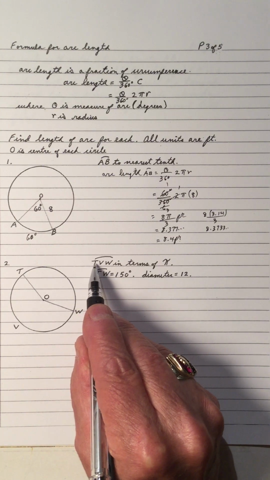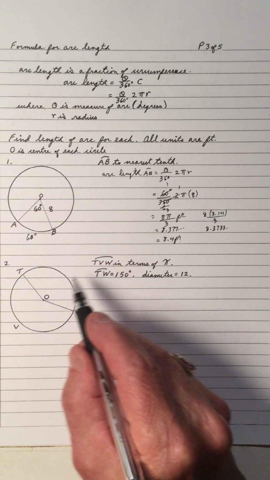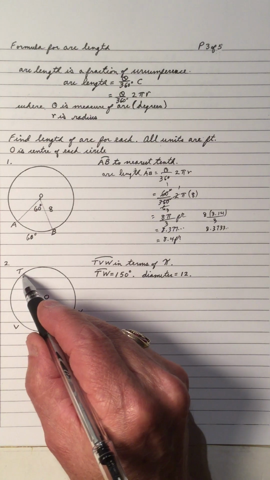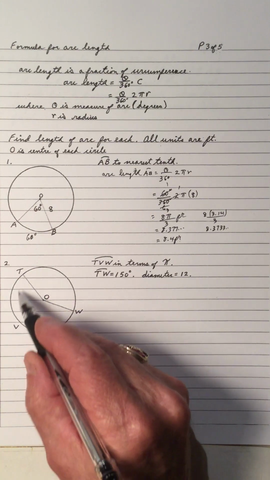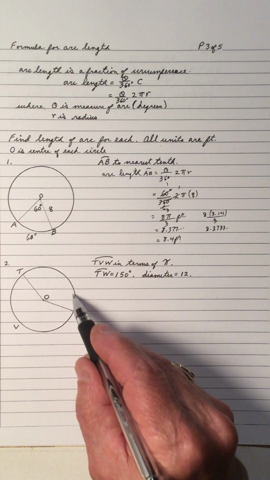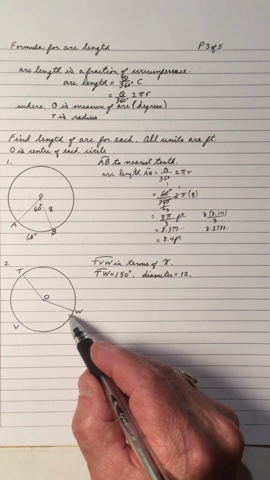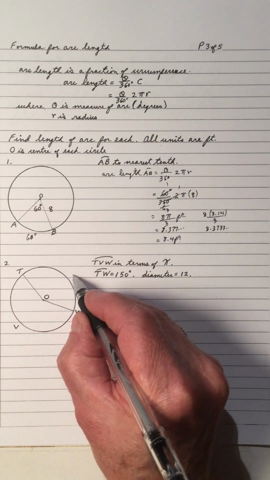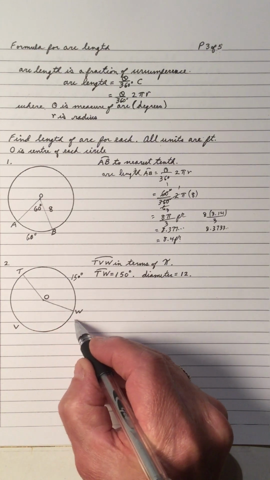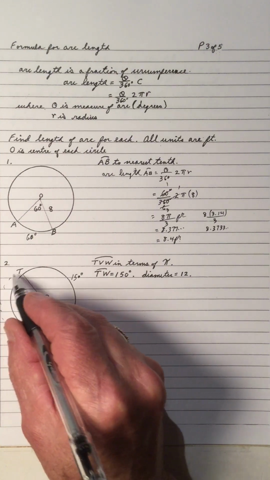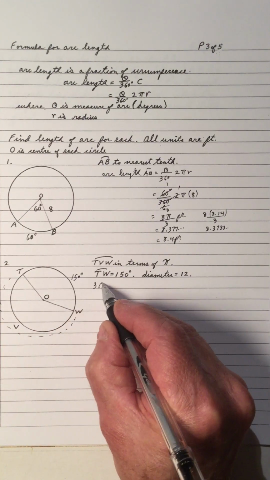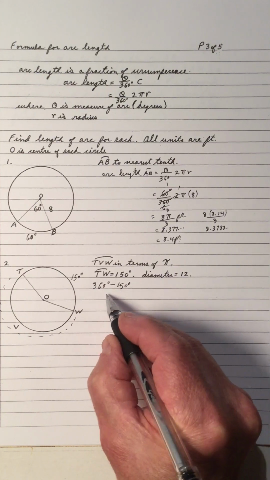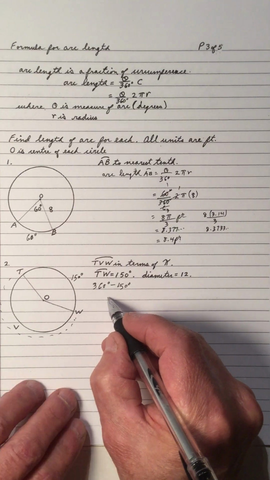Number 2, we have a circle, and O is the center of the circle, and we want to find the measure of TVW. Notice we have 3 letters. So this is the arc, the minor arc TW. The arc TVW is a major arc because it's more. This is less than 180, and this arc here is more than 180. So if TW is the minor arc, TW is 150. So we want to find what this arc is. So we have 360 degrees, subtract 150, that gives us 210.